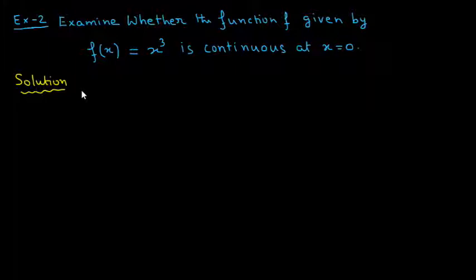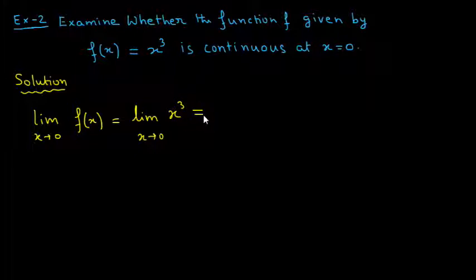The function is defined at the given point x = 0. So we can write the limit as x tends to 0 of f(x) is equal to the limit as x tends to 0 of x³, which is equal to 0³ = 0.